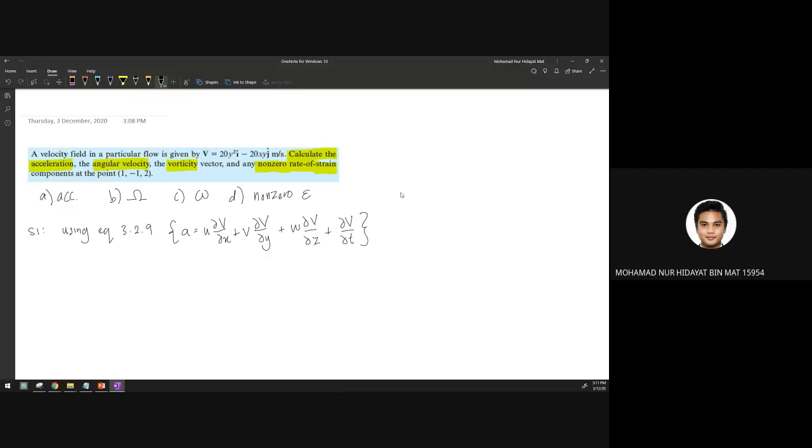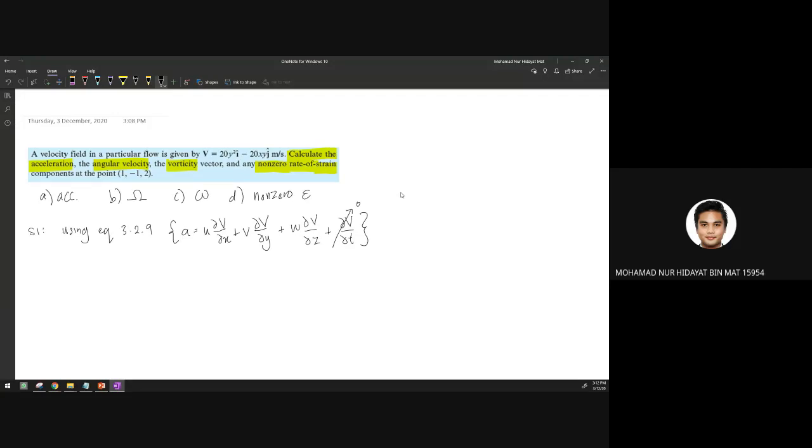Right? So this component, you refer to the velocity field in a particular flow given by this one. Calculate the acceleration. Here, we consider it a steady flow, there is no fluctuation, so we can cancel the terms of time. Normally when it is steady, we consider the differential with respect to t equal to 0.